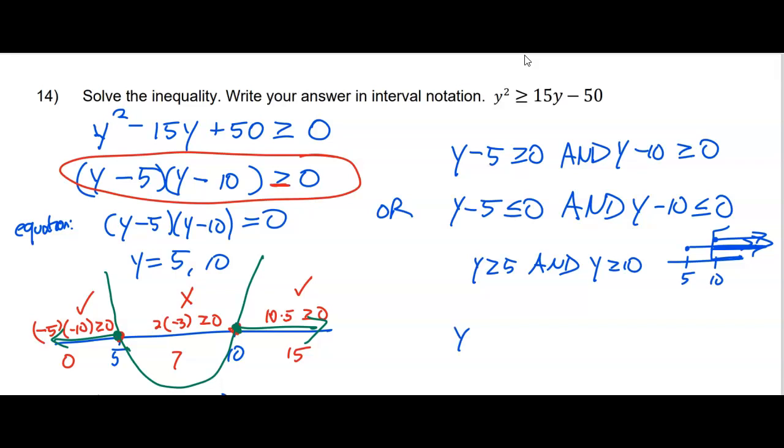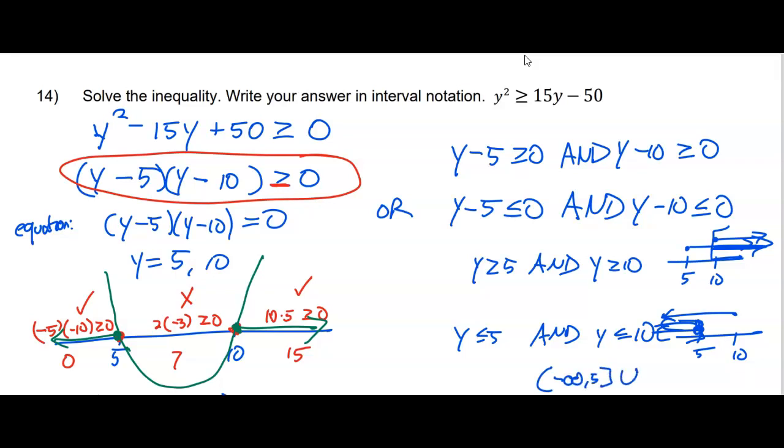And then y less than or equal to 5 and y less than or equal to 10. And then we're doing an or in between. So this solution or this solution combined together, or.